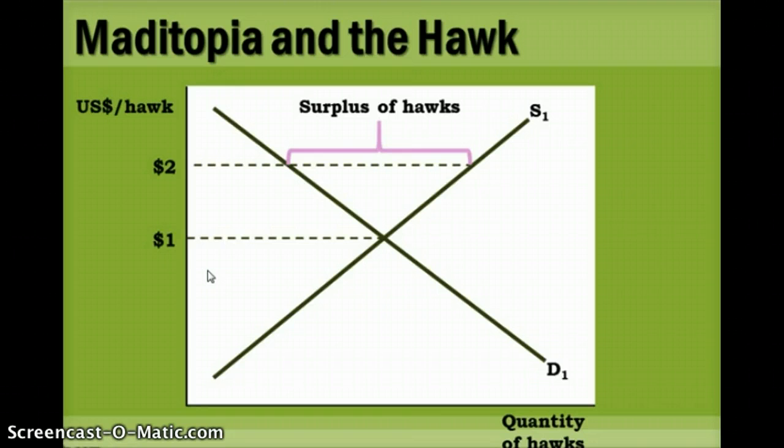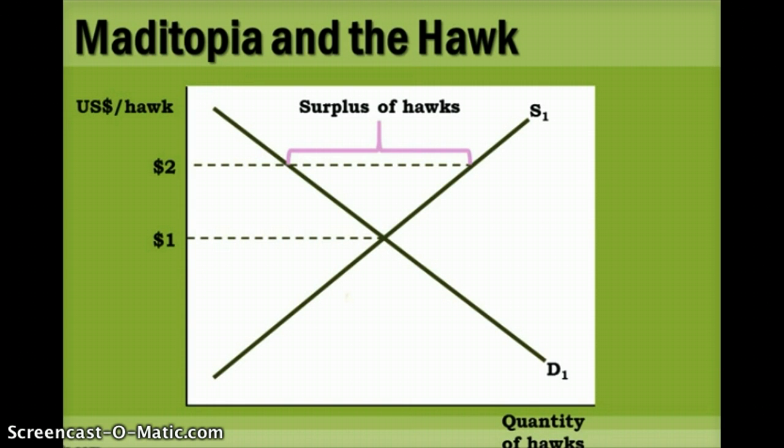So let's pretend for just a minute that there's a country called Maditopia, and they have a currency known as the hawk, and they trade with the United States. And so we could look at the foreign exchange market for the Maditopian hawk relative to the US dollar, and we could see that in this case the market says that the exchange rate should be $1 per hawk.